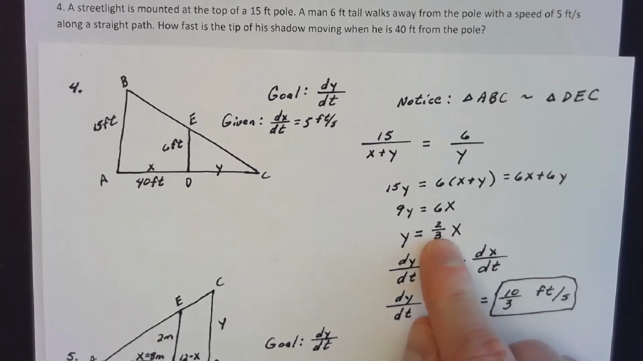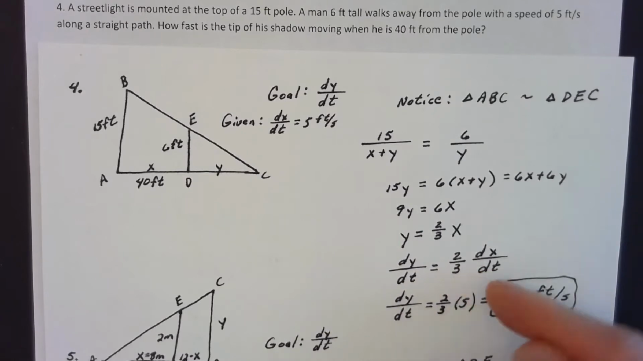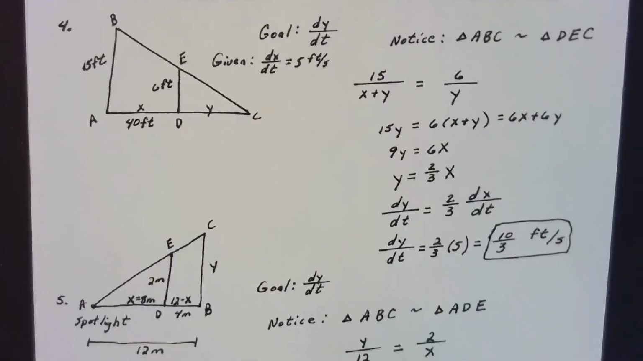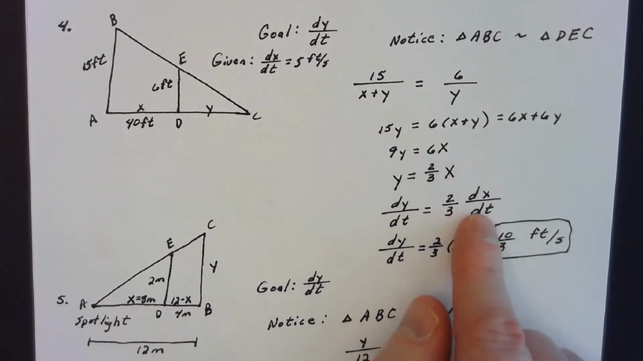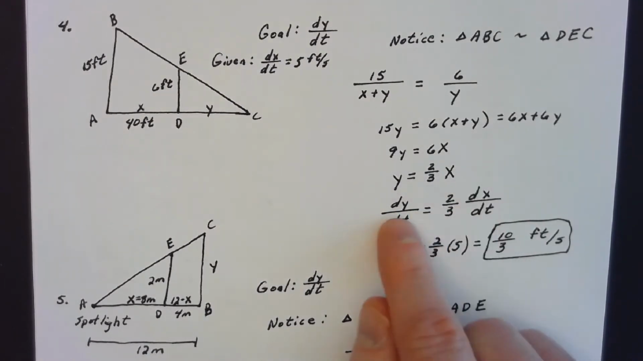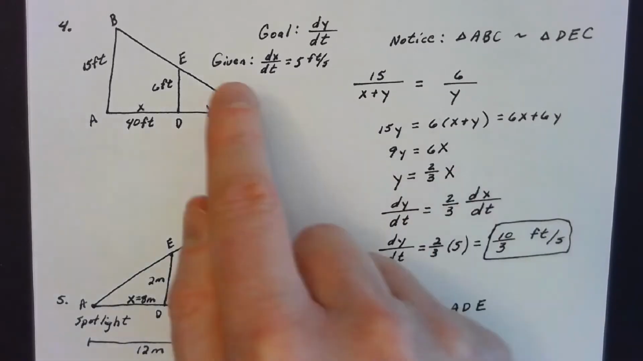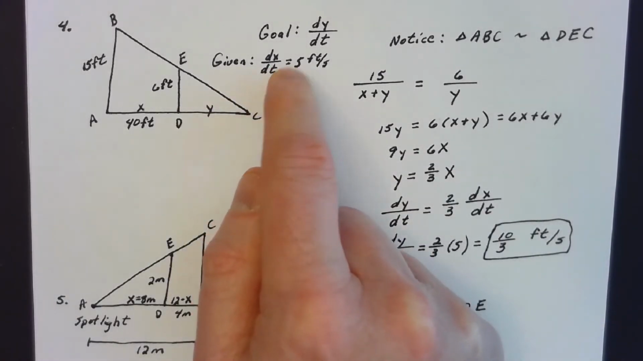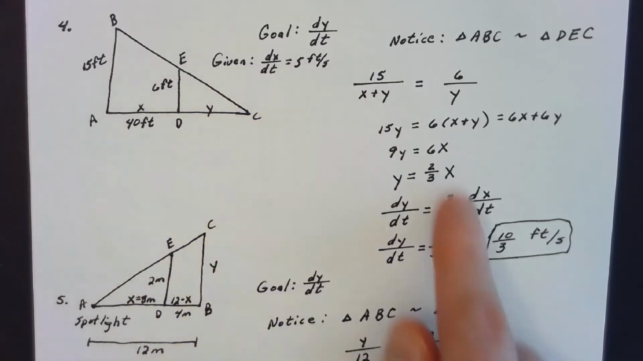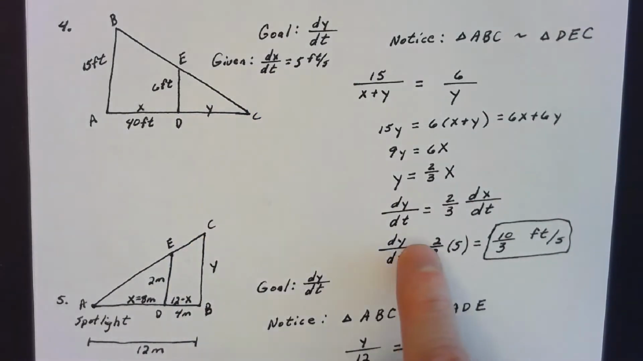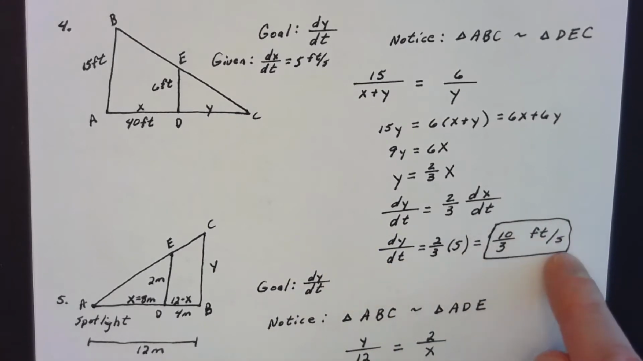Now that I get to that point, I take the derivative of both sides. The derivative of y is dy/dt. The derivative of x is dx/dt. So I know that the change of y with respect to time is 2/3 the change of x with respect to time. This makes it very easy to find out how fast the tip of the shadow is moving, because it's just 2/3 of how fast he's moving away from the pole. The rate he's moving away from the pole is 5 feet per second. I plug that in, and I know that the tip of his shadow is moving away at a rate of 10/3 feet per second.